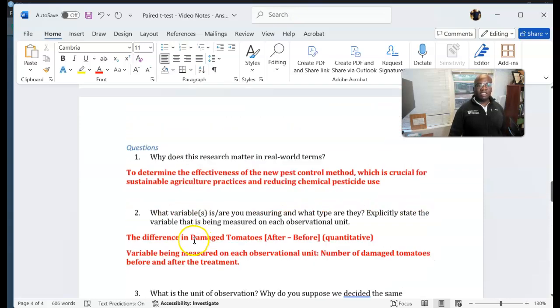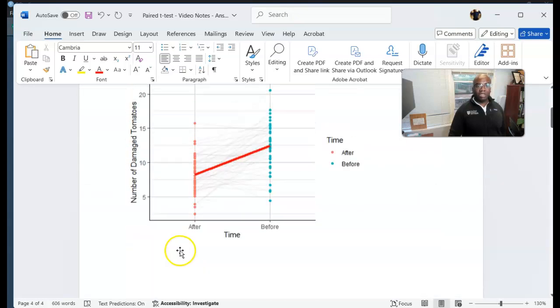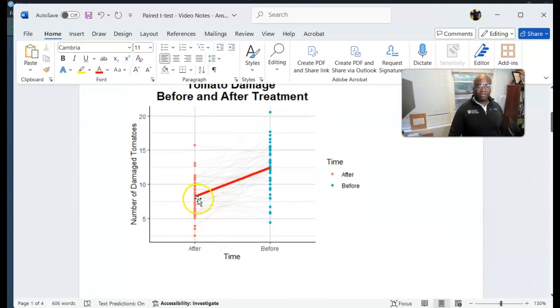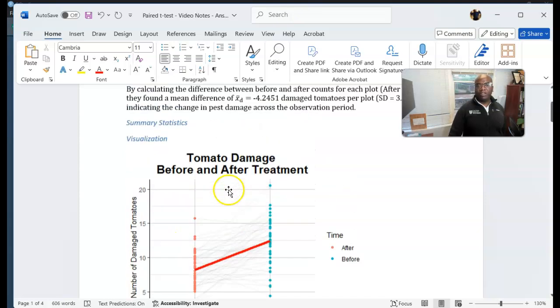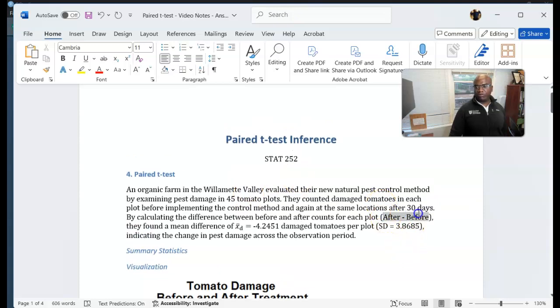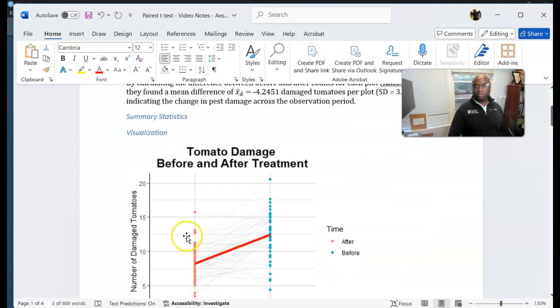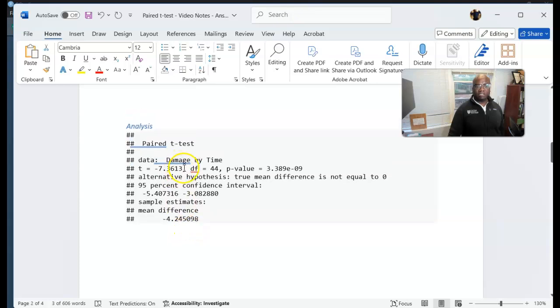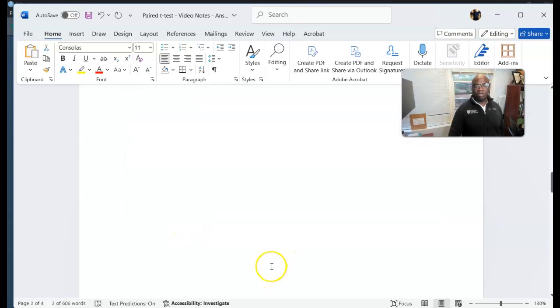Since it's negative, that's also telling you the sign, right? That they're doing after minus before in terms of visualization. So you can use the actual visualization to tell you that they're doing after minus before. And the test statistic is also negative, telling you that as well, which we'll see in a moment.